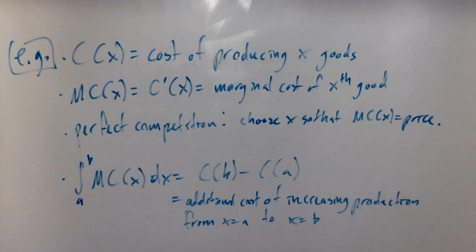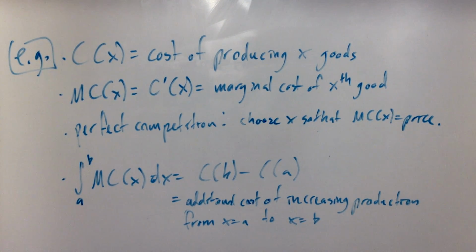Let's do an economic sort of example. So let C of X be the cost of producing X goods. X could be the number of computers that a company makes, or maybe the company makes chemicals, so X is the number of liters it produces, whatever. And MC of X is the marginal cost of the Xth good. It's the derivative of C with respect to X. The interpretation here is, okay, we're making, say, 10 goods. How much is the 11th one going to cost to make? That's the marginal cost of the 11th good, so that'd be MC of 11.